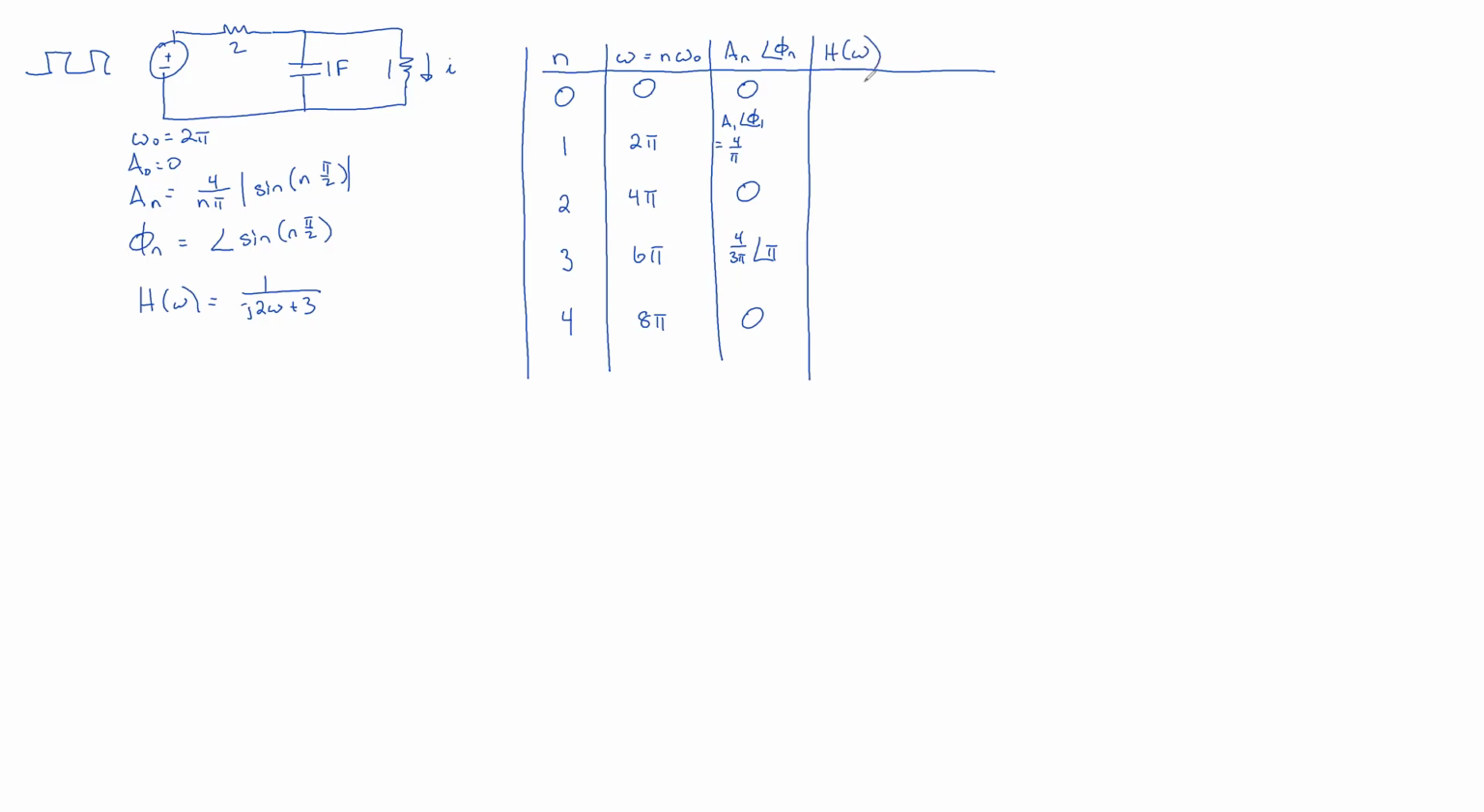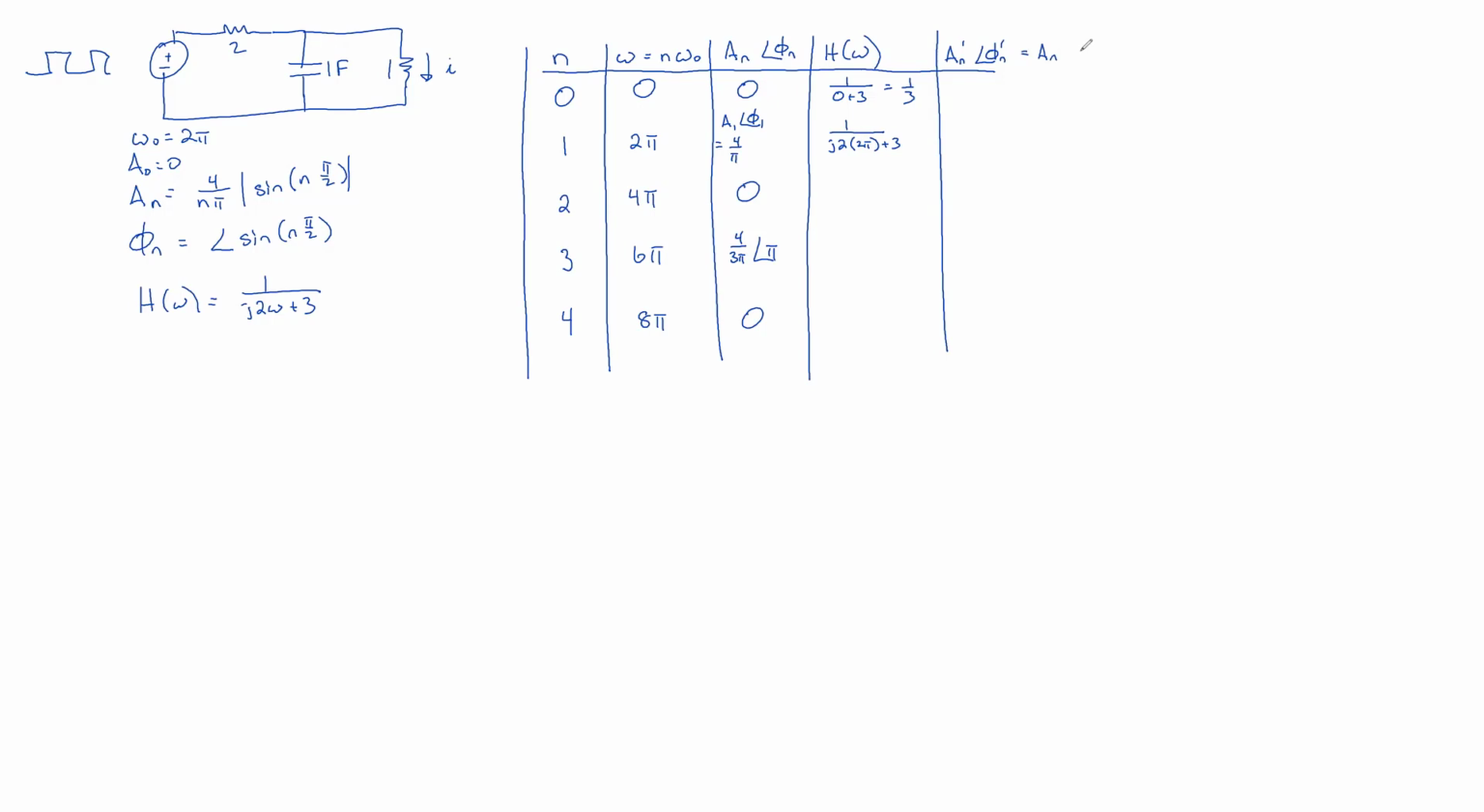This is where we're going to evaluate H of omega. So we're going to plug in our omega into this formula. So this would be 1 over 0 plus 3, which is 1/3. This would be 1 over j2. Now our omega is 2 pi plus 3. And this, we can continue to compute it down, but I'm going to show you a way to save a little bit of time. Remember, our goal is to multiply our input by our transfer function to find our output.